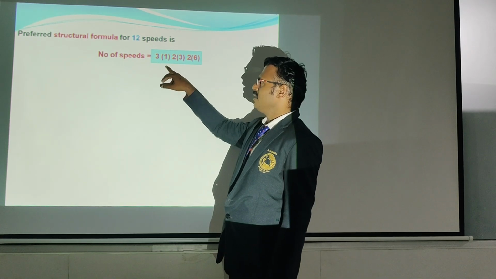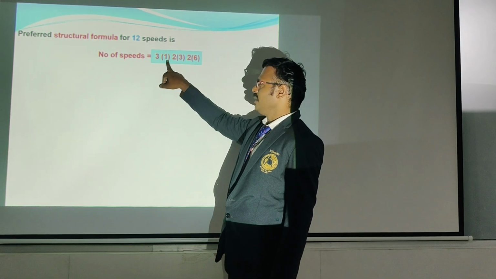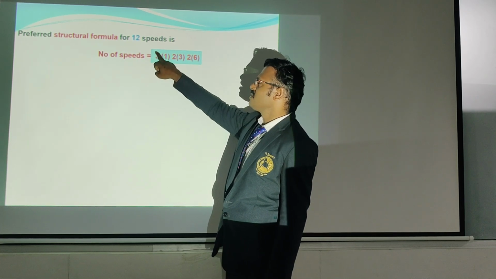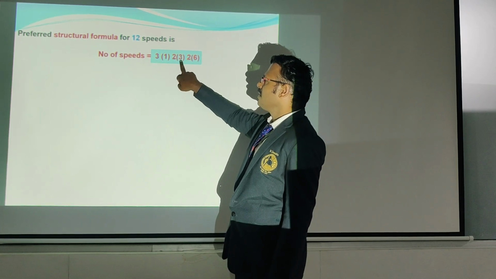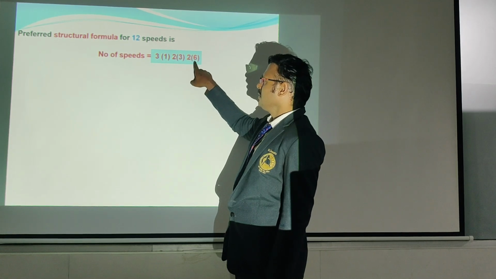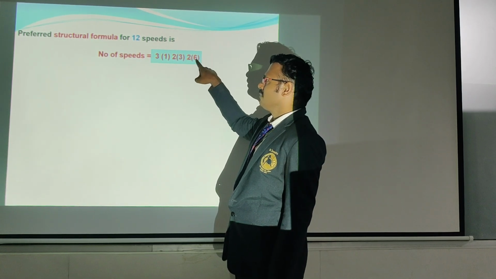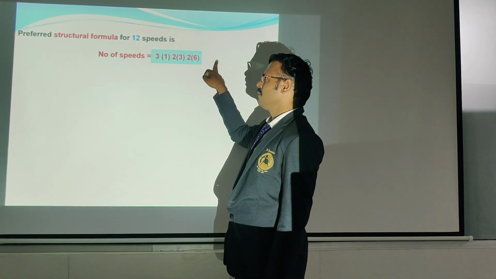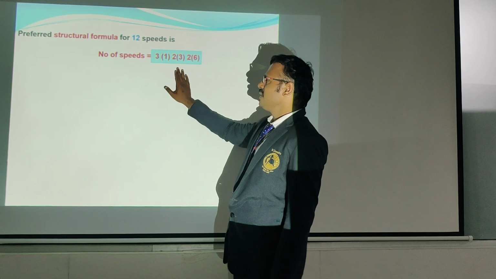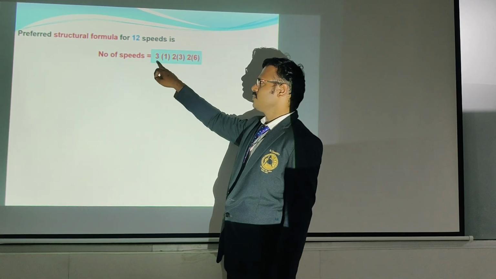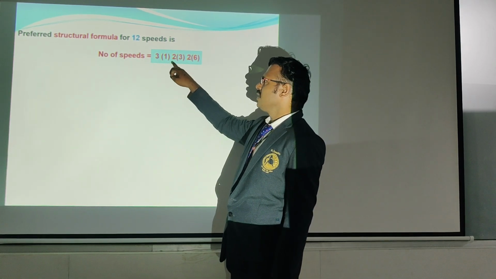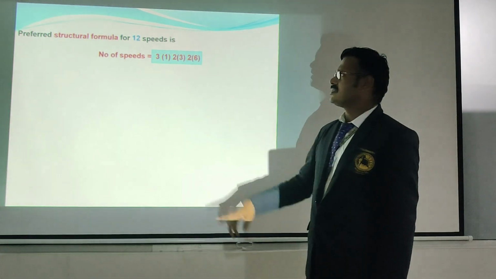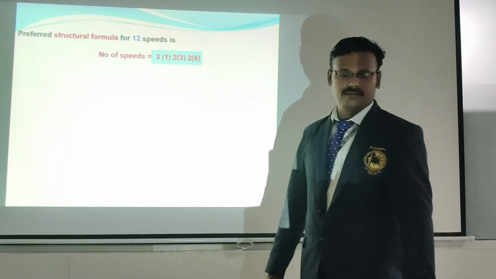So in the first bracket, we need to put 1. In the second bracket, we have to put this value. So this 3 value will be shifted here. Then here, the product of this value will come here. So 3 into 2 into 2, so totally a 12-speed gearbox. If it is a 9-speed gearbox, 3 into 3 will be there. So 3 into bracket 1, then 3 into bracket 3 will come. So like that, for every speed, this structural formula will be varying.